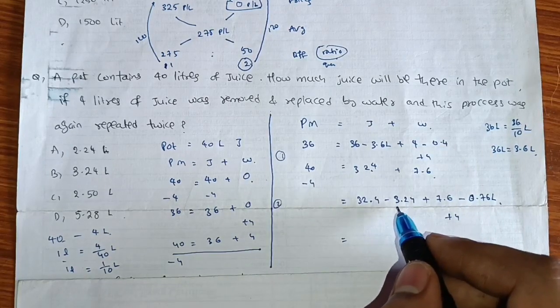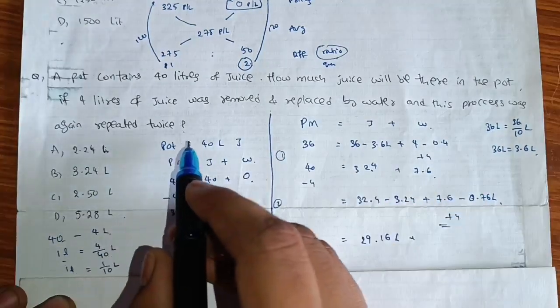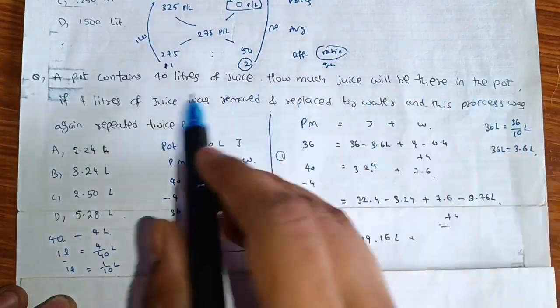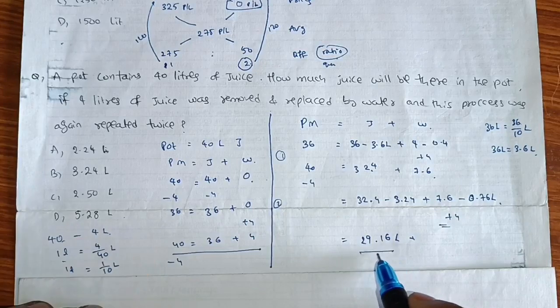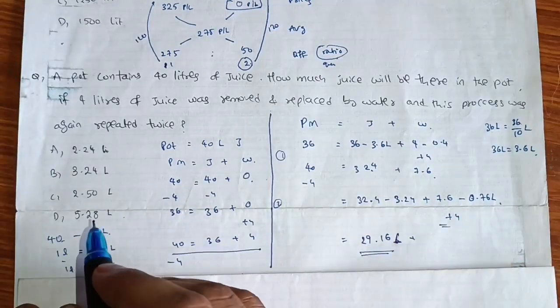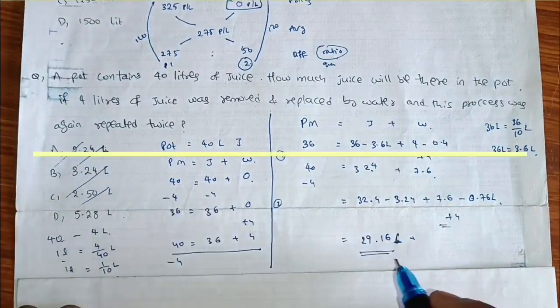Now the question asks us to find how much juice was there in the pot after doing all this. After doing all this, we get 29.16 liters. It is an option. I have written the options wrongly here, so this is the correct answer.